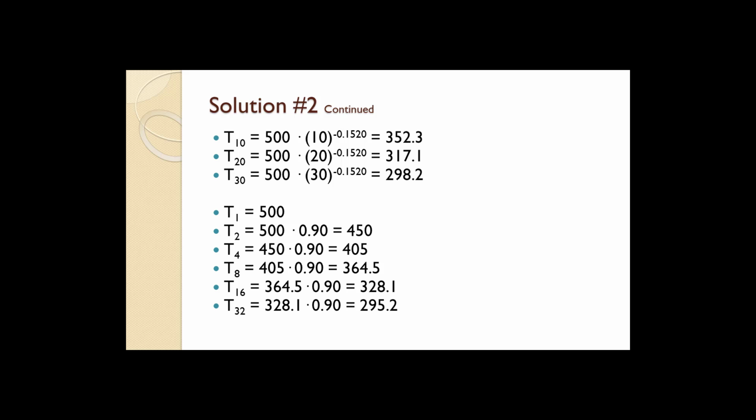By taking the time T1 of 500 and multiplying it times 0.90 for each multiple of 2, we find that the time for the 8th unit is 364.5, close to the value of 352.3 we calculated for 10. We also find that the time for unit 32 is 295.2, close to the value of 298.2 we calculated for 30. So here's a question.